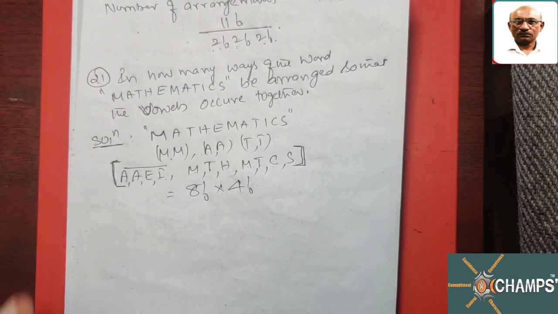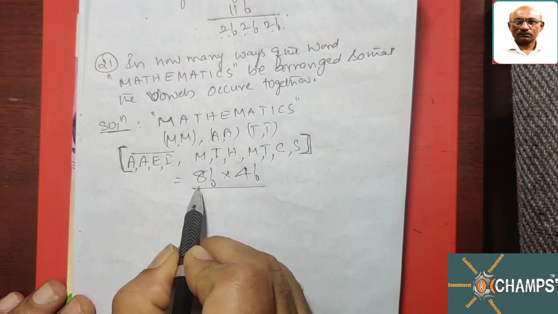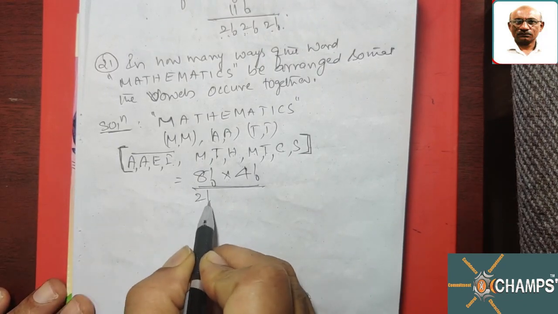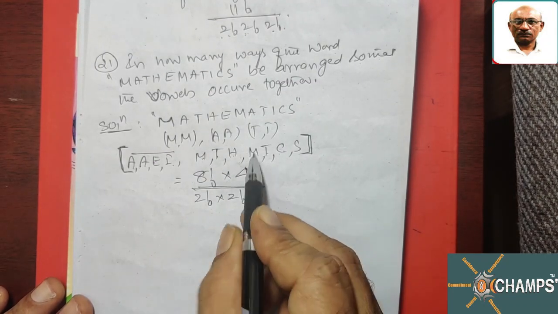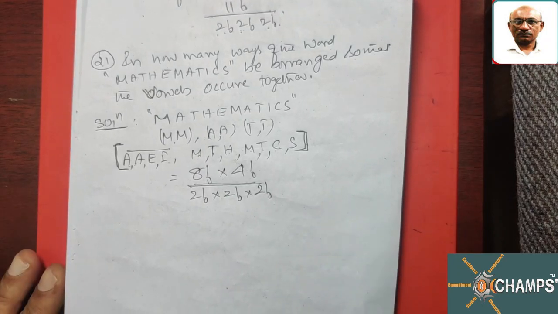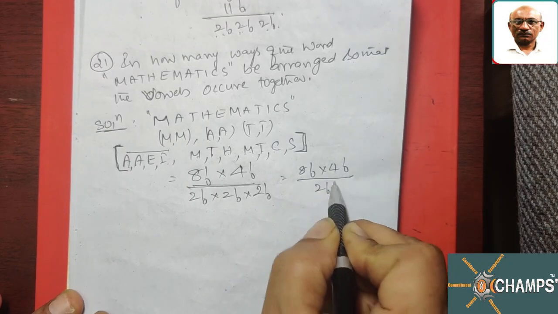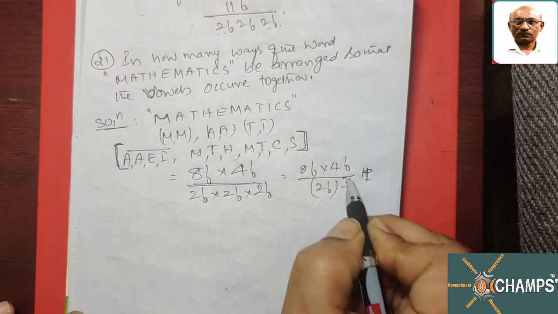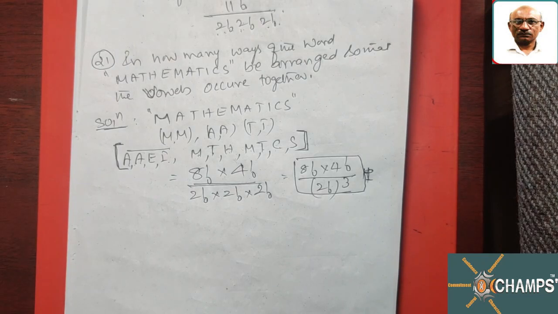To avoid the double counting, what is required? You have to divide this value. With what? For that, see, each letter is repeated how many times? A is repeated 2 times, so 2 factorial. M is repeated 2 times, so 2 factorial. And T is repeated 2 times, so 2 factorial. The answer is 8 factorial into 4 factorial by 2 factorial whole cube. This is the answer to the given question.